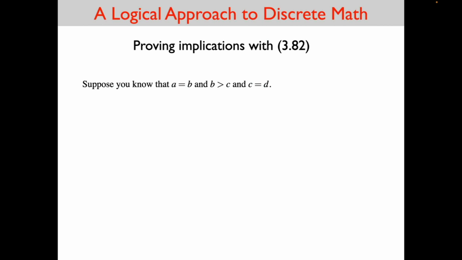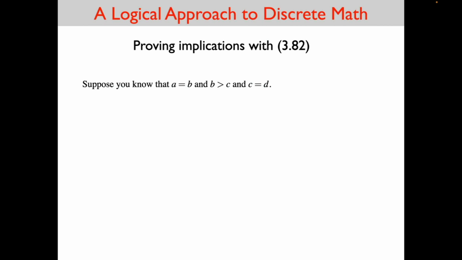Now, the next topic in today's lecture is a proof technique, a proof style, kind of a new way to prove implications with 3.82, which we will take a look at in a moment. But in order for us to get prepared for this concept, let's see what we know about algebra proofs involving equality and inequality.